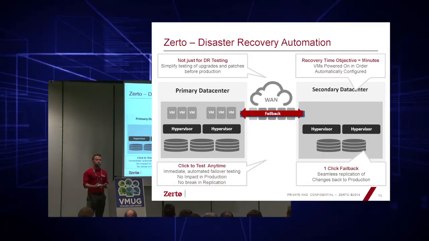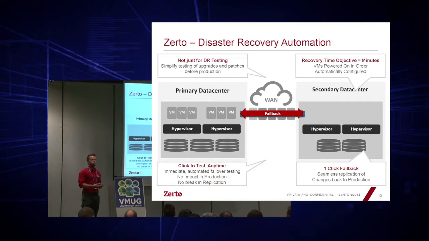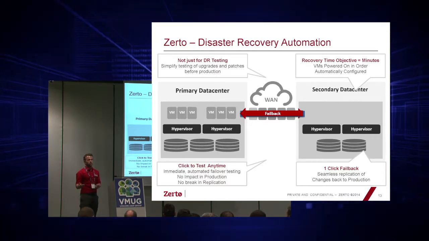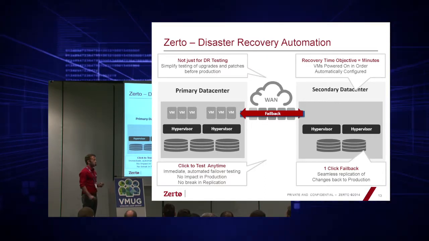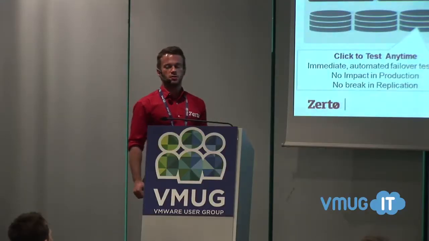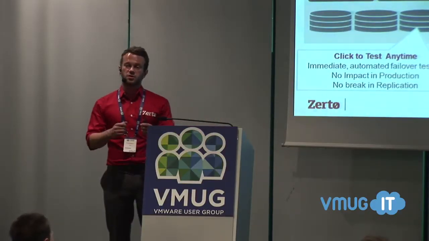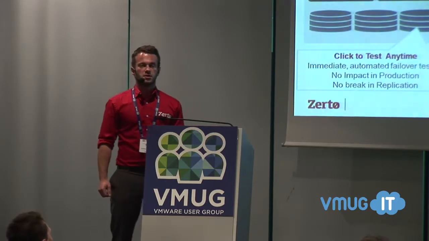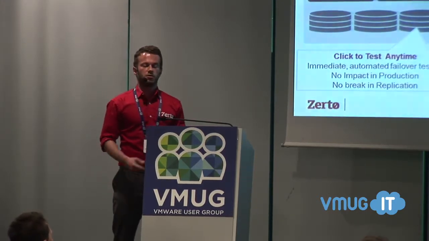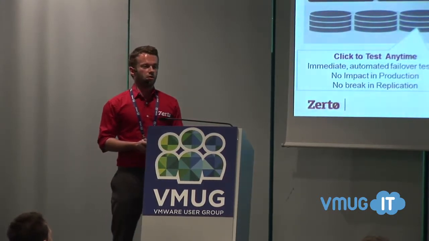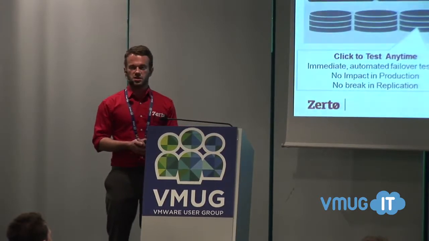And just as important as failing over and testing the failover is if you do fail over, how do you fail back? Fail back with Zerto is a single click, and we will automatically reverse the replication, sending just the changes back. You don't have to recreate all of the settings, and you don't have to resend all of the data. It's extremely simple.